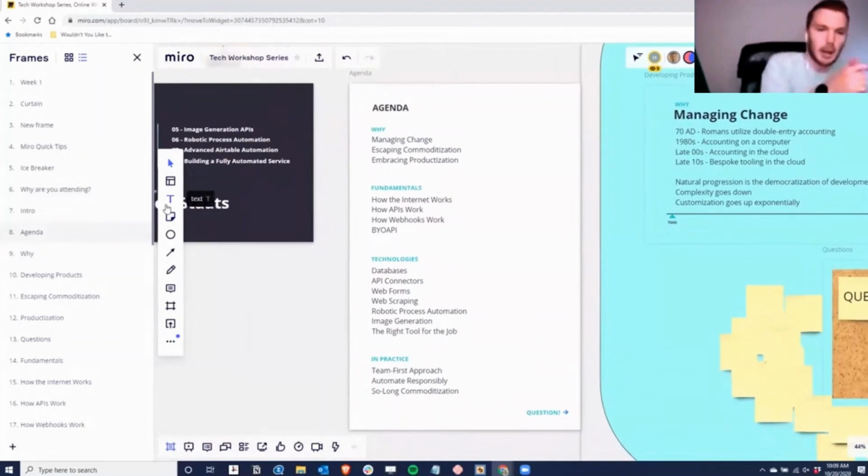So today we're going to talk about the why of what we're doing. We're going to talk fundamentals from a very, very high level. Technologies. What are the core technologies that not only we can leverage, but that our vendors leverage right now? Having an understanding of those.